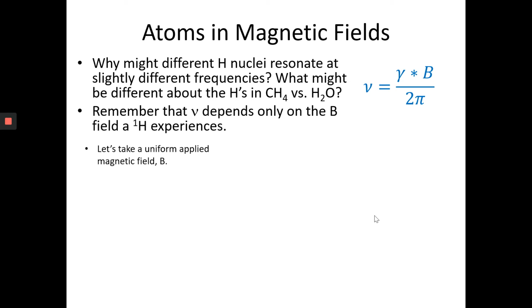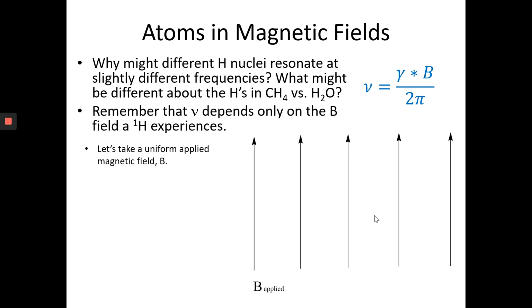So let's first start with a uniform applied magnetic field. We'll call that our B field, or B applied. This basically means we're taking our sample and we're sticking it in between the poles of some giant magnet. In modern NMR, this is a superconducting electromagnet.